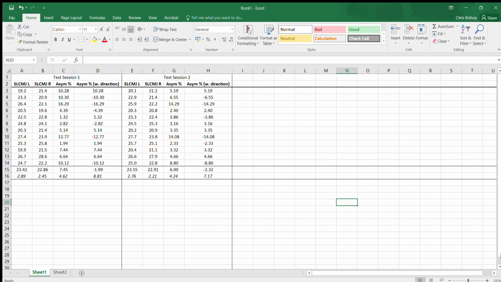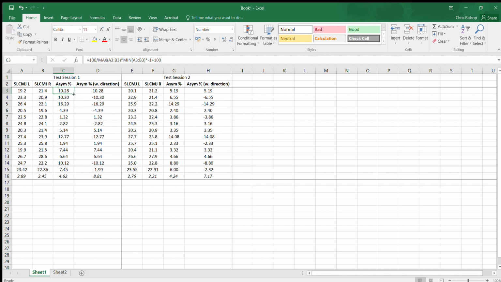So the first thing we've got here is single leg countermovement jump scores on left and right for test session 1 and test session 2. Now, the first thing we do is calculate asymmetry of each individual subject, and we do that by use of a standard percentage difference equation. It's also worth highlighting that if you used an equation such as stronger value minus weaker value divided by stronger value, that would give you the same outcome as our proposed formula here.